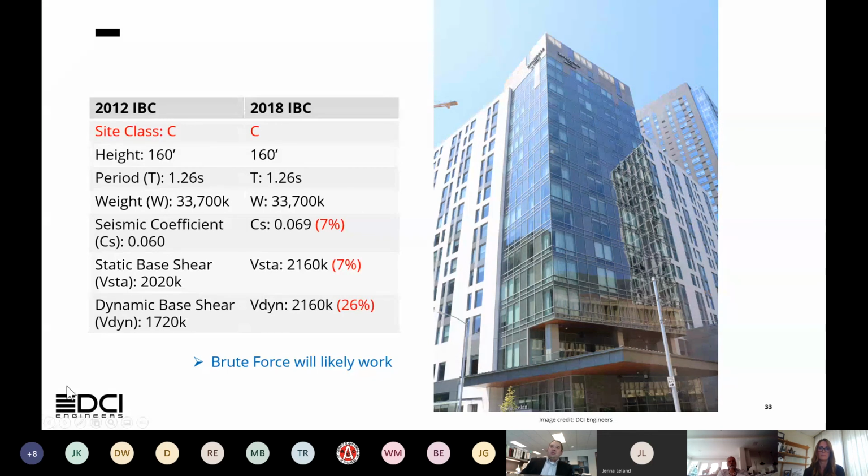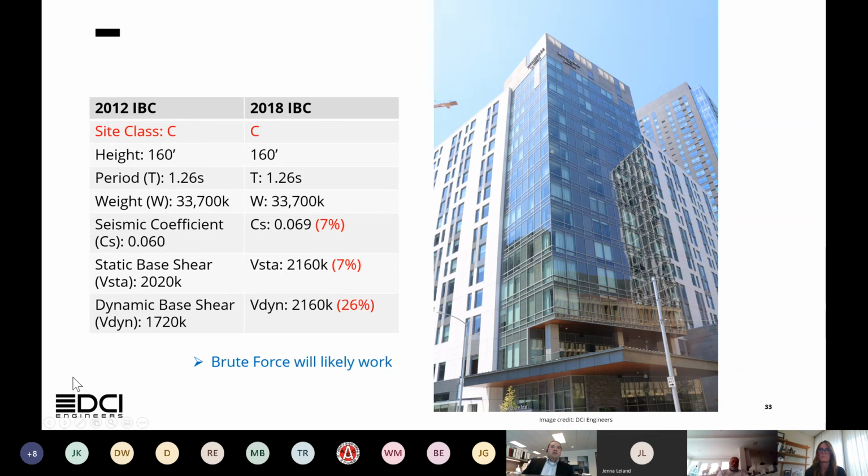Okay, so as we started progressing through learning these code changes, we wanted to take some case studies for actual buildings that we had designed in the Seattle region and see, okay, if we started from scratch today, what would be the new base shear or the new seismic loads that we would have to design for. So we started with this particular project here, which is in Seattle.